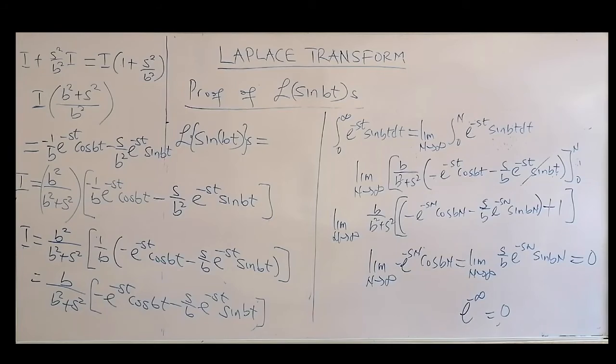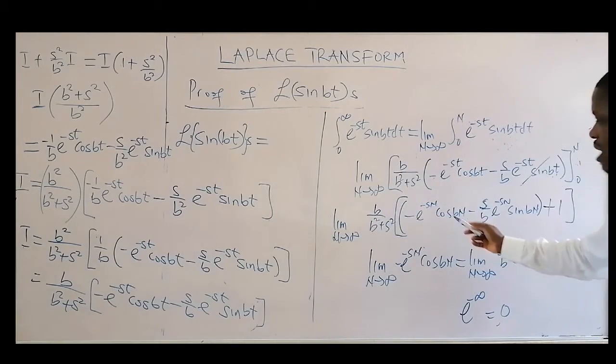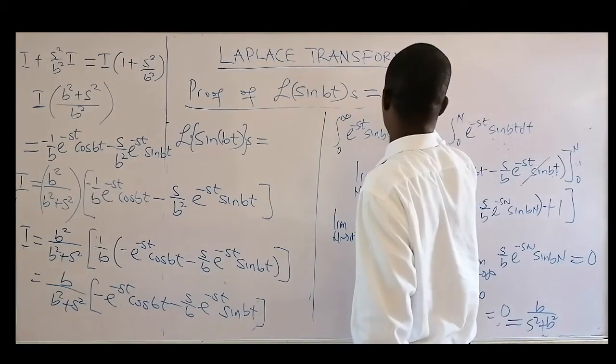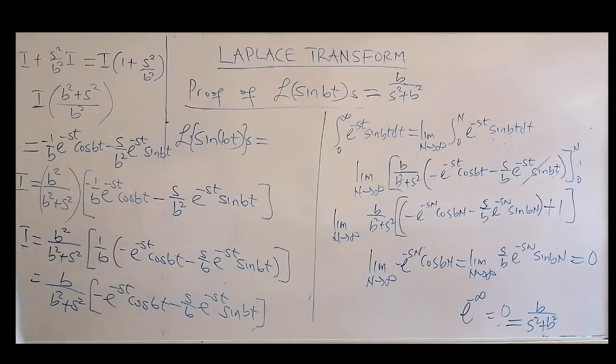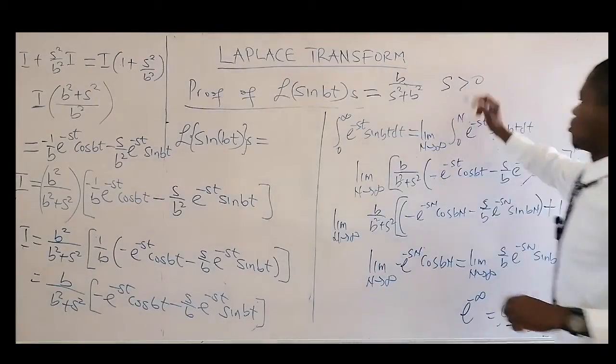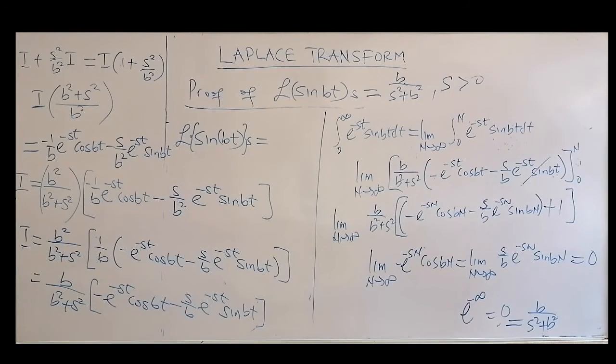Okay, so that's that, and the only thing that will remain now is just your constants. So, proving now, your answer will become b over x squared plus b squared. And that is for the Laplace of sine bt, which is b over s squared plus b squared, where x is greater than 0. It's a little bit long. Okay, we use integration by parts for that.